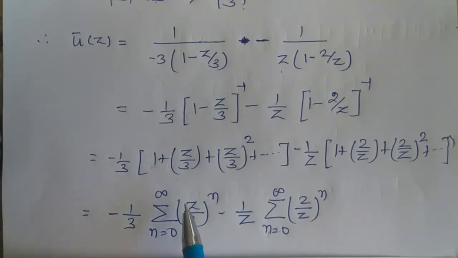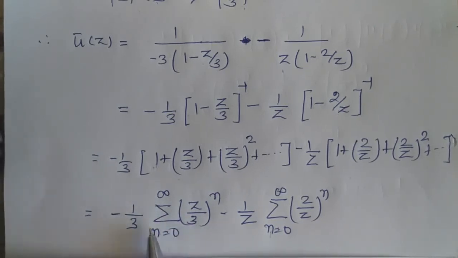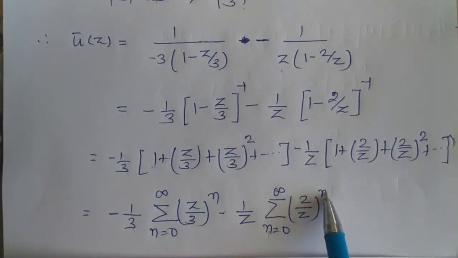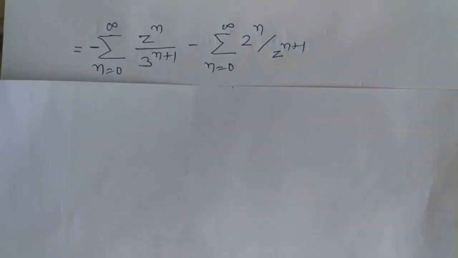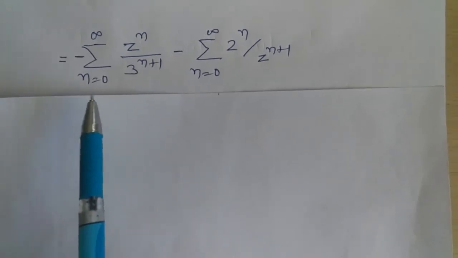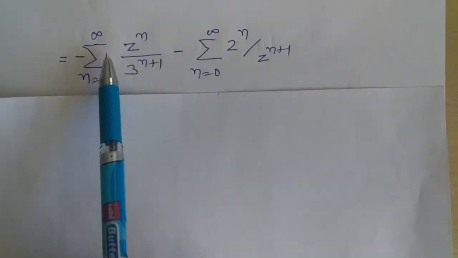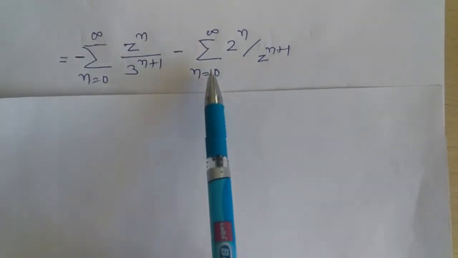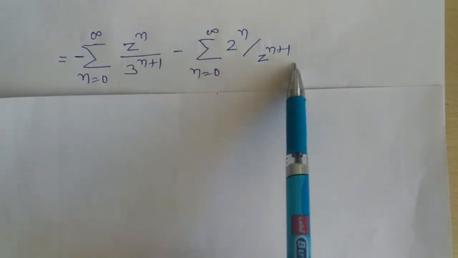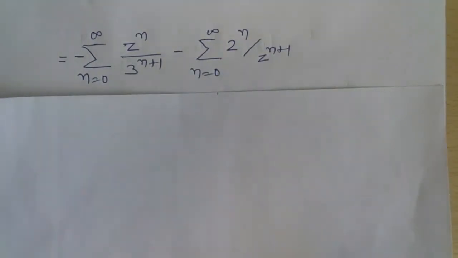So here we have Z power n and 3 power n. So 3 power n into 3. In denominator we get 3 power n plus 1. And here we get 2 power n upon Z power n. So in denominator Z power n into Z, we get Z power n plus 1. So this expression we write negative as it is outside. Summation n goes from 0 to infinite. Here Z power n upon 3 power n plus 1 minus summation n goes from 0 to infinite 2 power n upon Z power n plus 1.